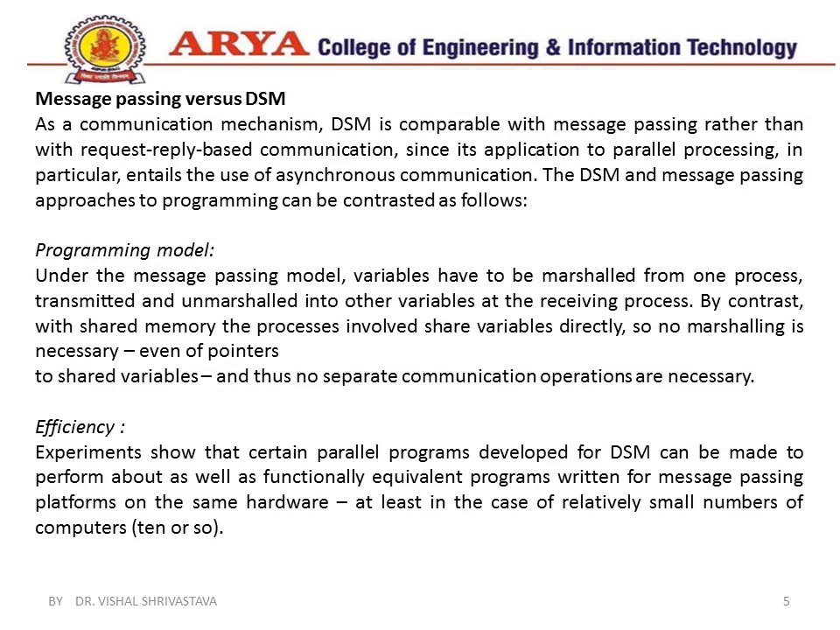Message passing versus DSM. As a communication mechanism, DSM is comparable with message passing rather than with request-reply based communication. Programming model. Under the message passing model, variables have to be marshaled from one process, transmitted and unmarshaled into the other variables at the time of receiving. Efficiency. Experiments show that certain parallel programs developed for DSM can be made to perform about as well as functionally equivalent programs written for message passing. So they are just comparable. We cannot say that this is high or this is bad.